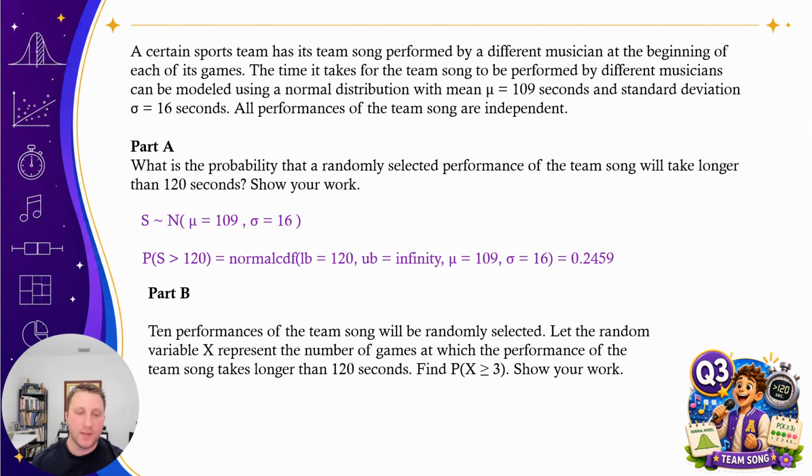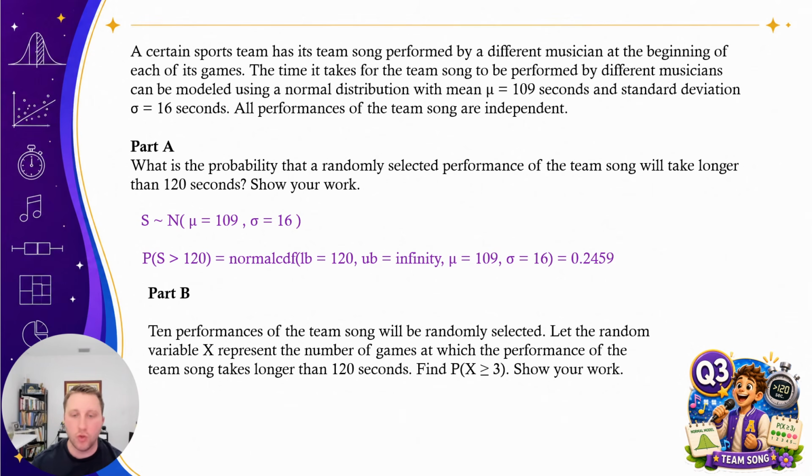Part B, they tell us 10 performances of the team song will be randomly selected, and they want us to introduce a random variable x, the number of games at which the performance of the team song takes longer than 120 seconds. They want us to know what is the probability that that random variable will take on a value that is 3 or more.